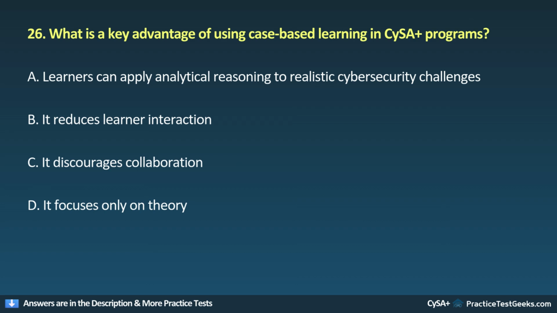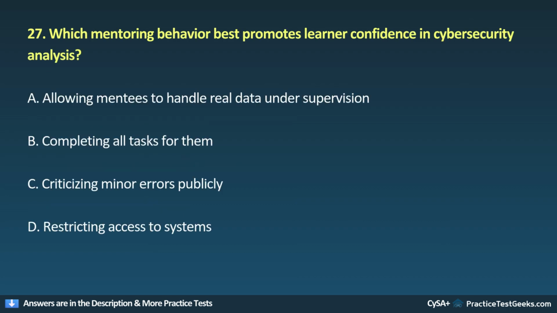A. Learners can apply analytical reasoning to realistic cybersecurity challenges. B. It reduces learner interaction. C. It discourages collaboration. D. It focuses only on theory. 27. Which mentoring behavior best promotes learner confidence in cybersecurity analysis?